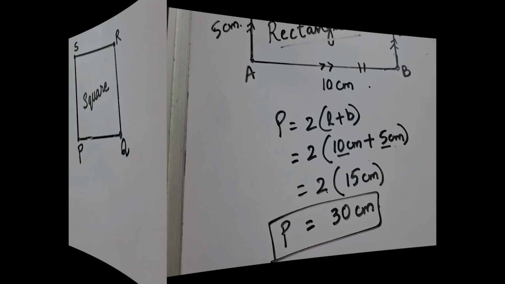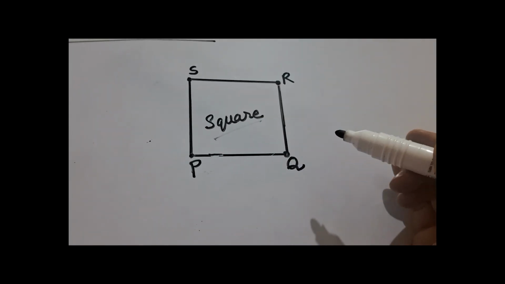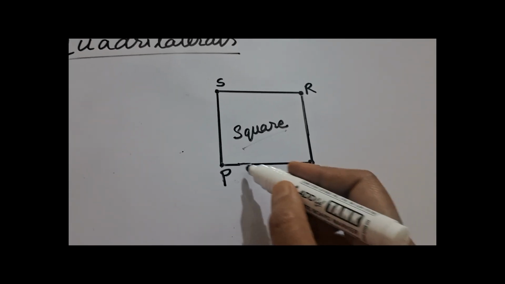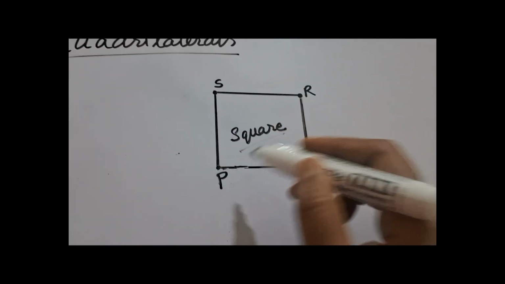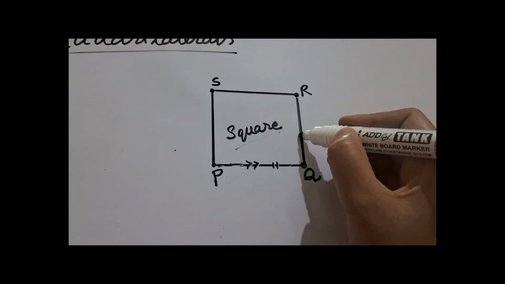Okay, children. Coming to the second type of quadrilateral, children, that is a square. Okay, square, here we can see that all the sides are the same. Okay, all the sides are parallel and also the same.